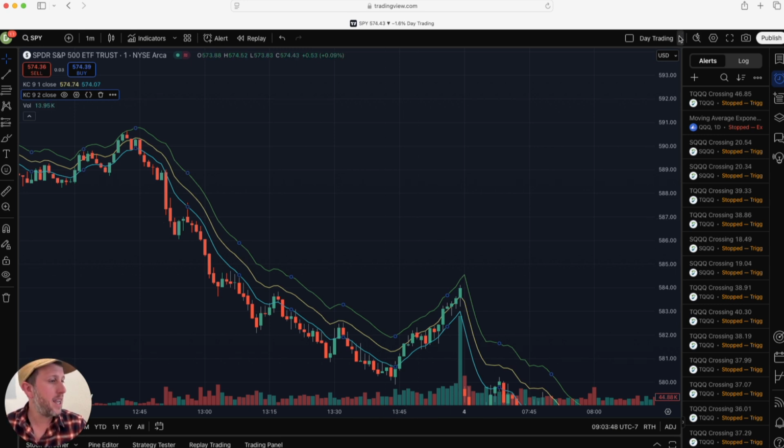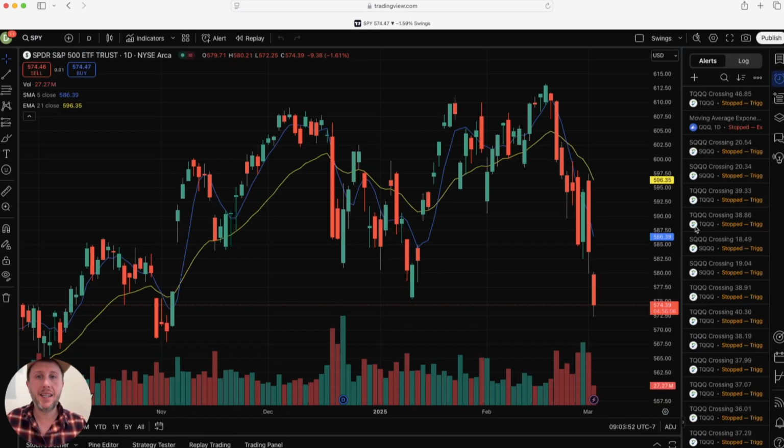Let's talk for just a second about my swing trading setup if I were limited to just 2 indicators. So when you're swing trading, you're going to be holding at least overnight. You're maybe going to be holding even for a few weeks. And so my top 2 indicators are going to be the 5-period simple moving average.